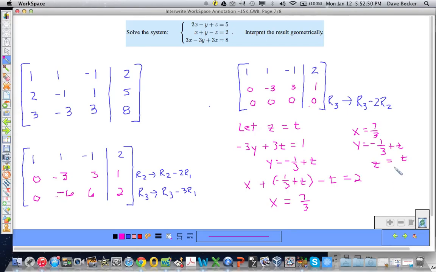Okay, so this covers infinitely many solutions, and this system represents 3 planes that intersect in a line, because I have parametric equations for each of these. This is the solution right here. Well, these are parametric equations, okay? What does it look like?